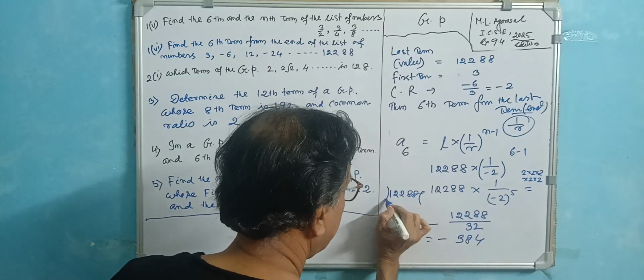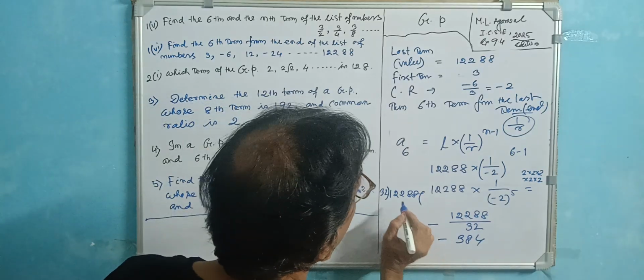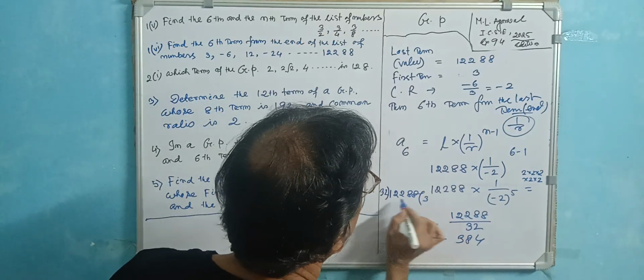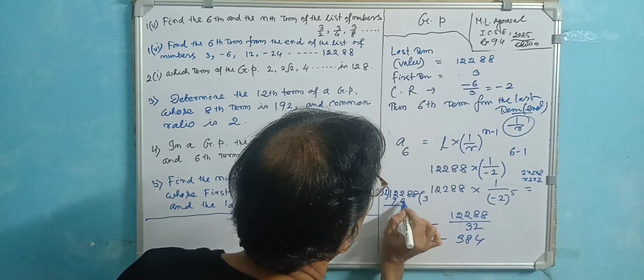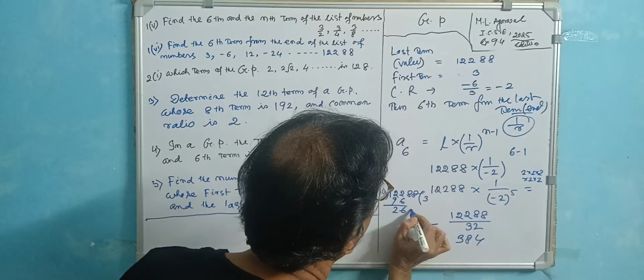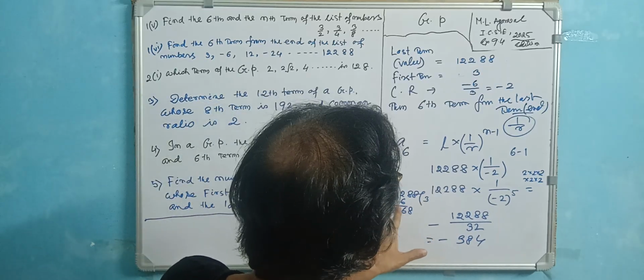12288 divided by 32. So this is 32: 3 2s are 6, 3 3s are 9, 6, 2, 8, 8.